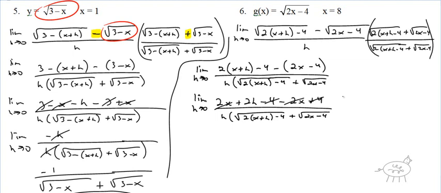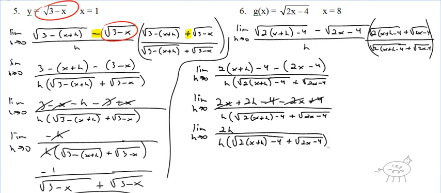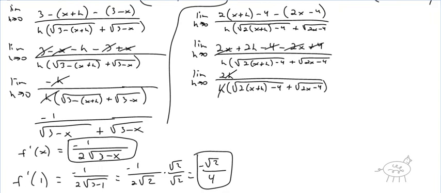Our goal always is to just have an h on top, or be able to factor an h out. And we have limit as h approaches 0 of 2h over h, the square root of 2x plus h minus 4 plus the square root of 2x minus 4. Okay, the h's cancel, and I can do direct substitution. So let's do that.